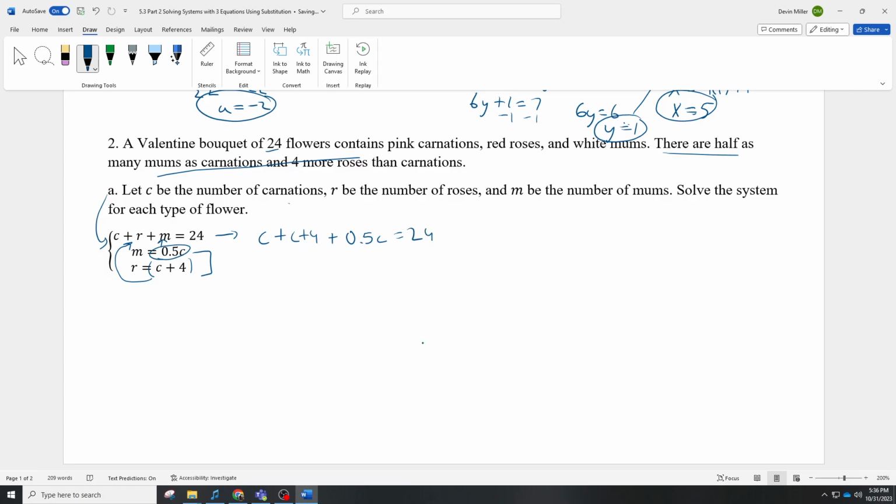Let's add the C's together. We have 1C plus another C plus 0.5. That's 2.5C plus 4 equals, whoops, 24. Then we can subtract both sides by 4. So it'd be 2.5C equals 20. Divide by 2.5. And that means C is 8.